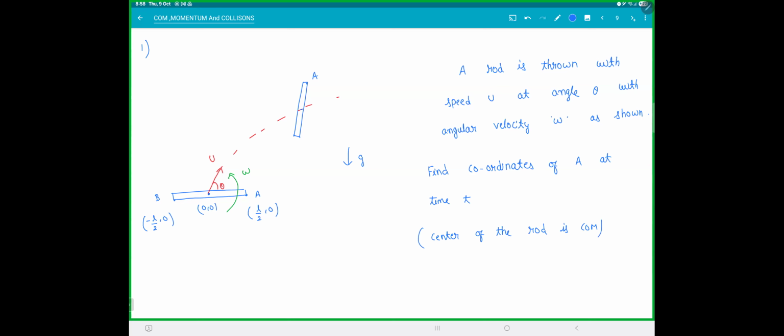Let's see how you handle this. There, I just taught you one simple concept. Whenever you throw something into the air, the center of mass will go in a parabola and everything else will go in a circle. It is basically a combination of a projectile motion plus circular motion. I didn't teach you anything more than that for center of mass. So using this information, find the coordinates of point A at time t. Hope the question was clear. Anyone not clear with the picture, please ask me.